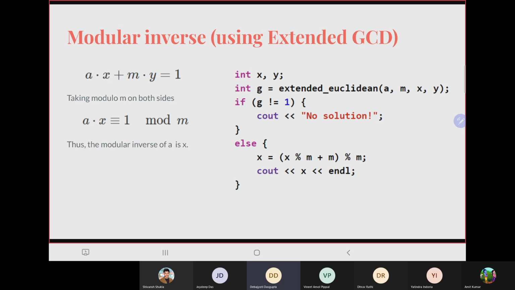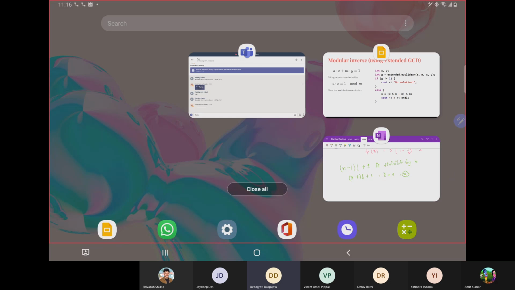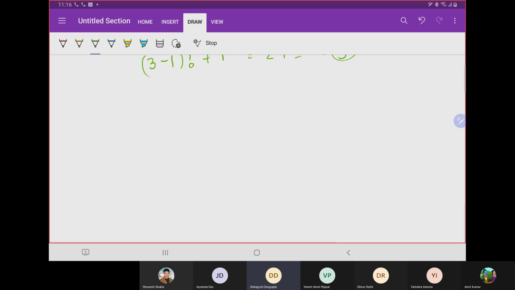So now let us go to modular inverse. I had given you the definition of modular inverse as a into x congruent to 1 mod m. If this condition is satisfied, then we say that x is the modular inverse of a. There is a method for finding GCD, known as the extended GCD algorithm. I hope everyone knows about it, but if they don't, I will explain it once again. Actually, it's very simple. So this is the extended GCD.